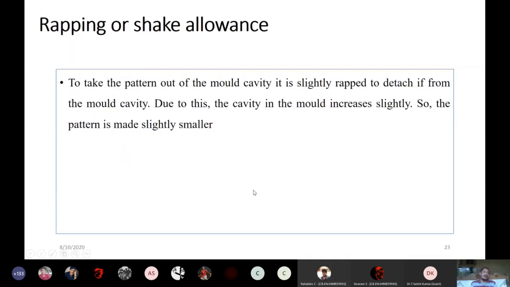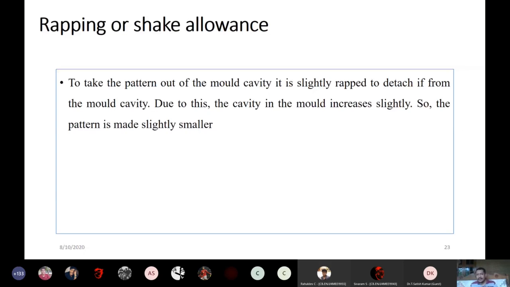The third one is wrapping or shake allowance. So far these all things are positive allowances. So the wrapping or shake allowance, I already told you, even if you don't have a T-like structure or something like that, you have to hit the side walls. You will hit the pattern towards the side walls for easy removal of the pattern from the mold cavity.